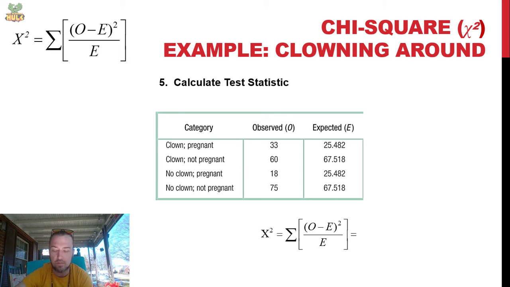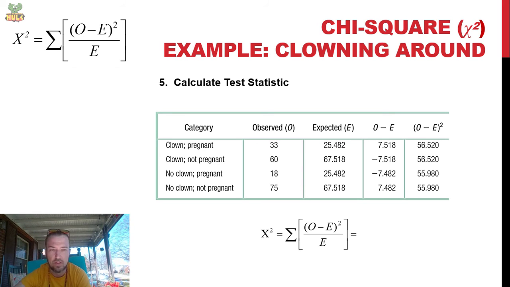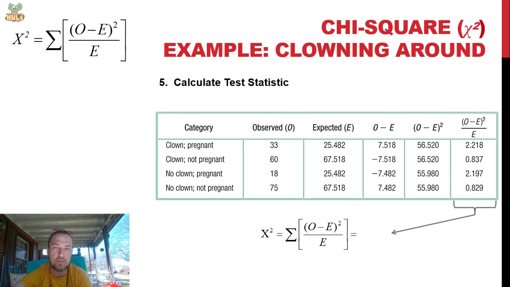We just need to do observed minus expected, right? That next row, next column. We then need to square that value. And then lastly, we need to take that value, divide by the expected values that are all the way over there in that middle column. So we subtract it, we square it, we divide by expected, and then we sum all of those up, and we get a chi-square of 6.081.